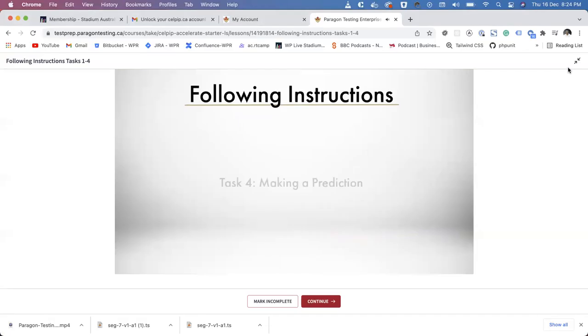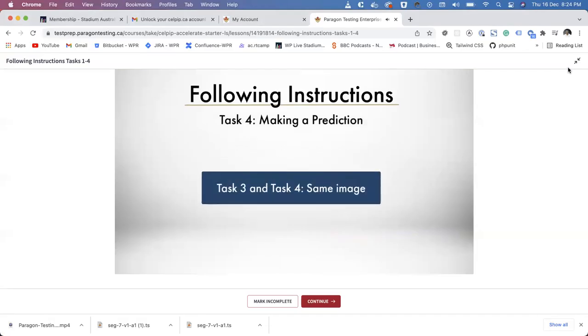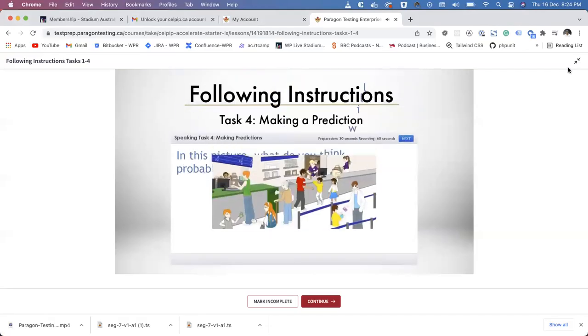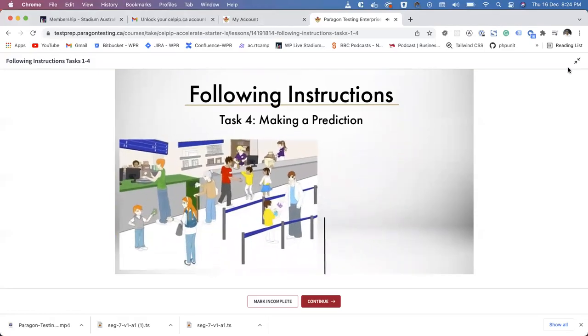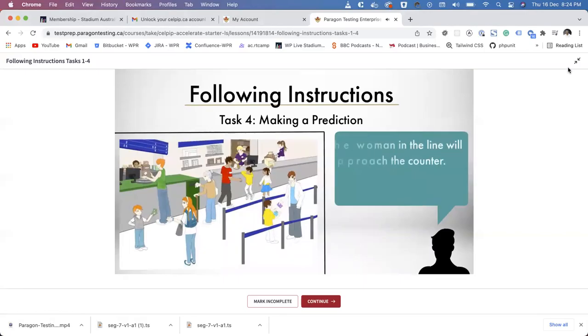In task 4, you will see the same image as in task 3, but this time the instructions read, in this picture, what do you think will most probably happen next? Here, you aren't being asked to describe what is happening now. You need to make a prediction about what will happen in the immediate future. For example, you may say, the woman in the line will approach the counter.